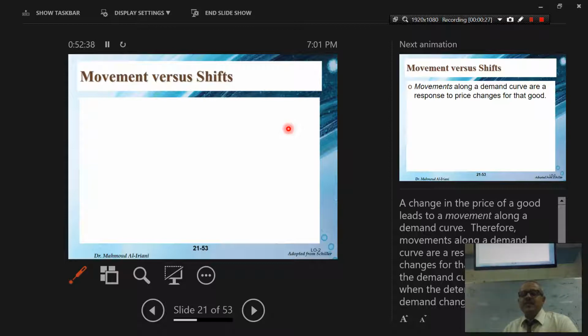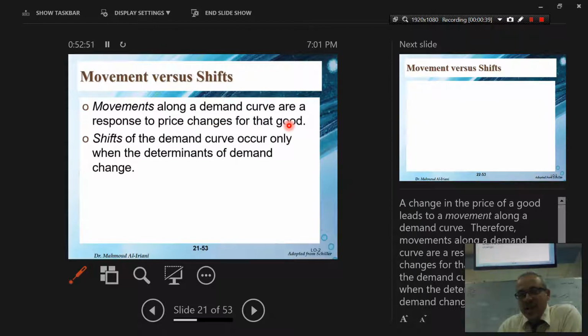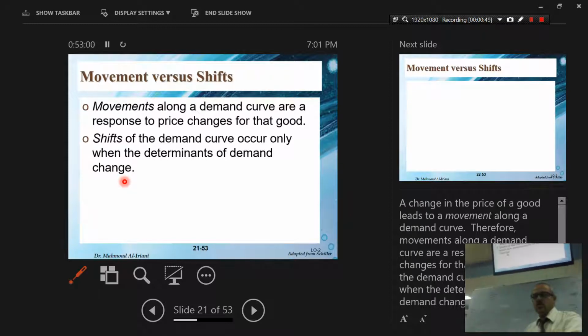Now, there's another topic called movement. Okay, let's see what's movement. Movement happens along a demand curve, and it's a response to price changes for that good. And a shift of the demand curve occurs only when the determinants of demand change. Let's see. Do you guys understand the difference between a movement and a shift?